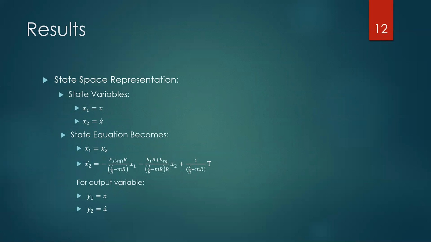For the state space representation, because initial conditions qualify as state variables, I choose the variables that specify the initial condition as state variables x1 and x2, as you can see here. So the state equations become x1 dot equal x2, and x2 dot would equal this f equivalent times r over J over r minus m r. For the output variables, I am choosing y1 equal x and y2 equal x dot.